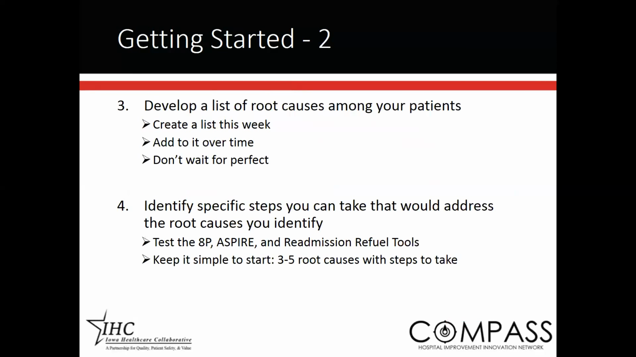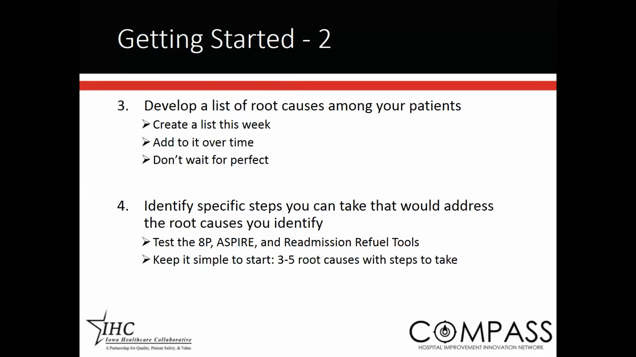The next recommendation is, once you start getting in the habit of identifying your high-risk patients, getting to the bedside and talking to them about their readmissions if they've been readmitted, develop a working list of those root causes. And even start this week. Interview one patient and start your list, whatever that root cause is. Add to it over time. Don't wait for it to be perfect. Usually once you do 8 or 10 of these, you start to get a convergence of themes anyway.